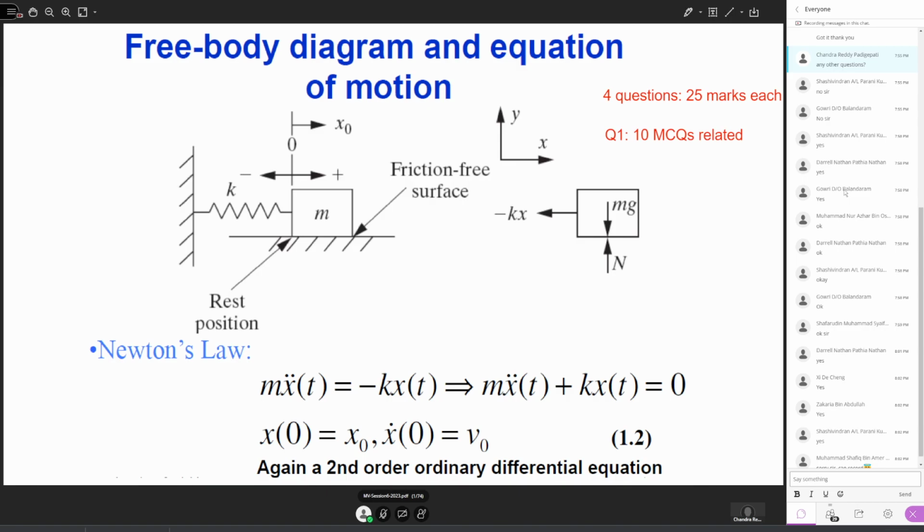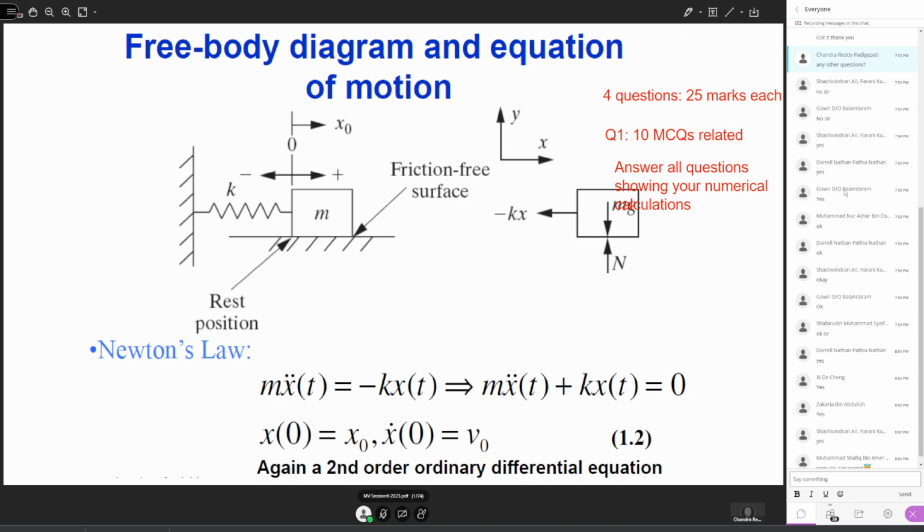So answer all questions showing your numerical calculations. So you need to show your calculations, okay, for all the 10 MCQ questions.